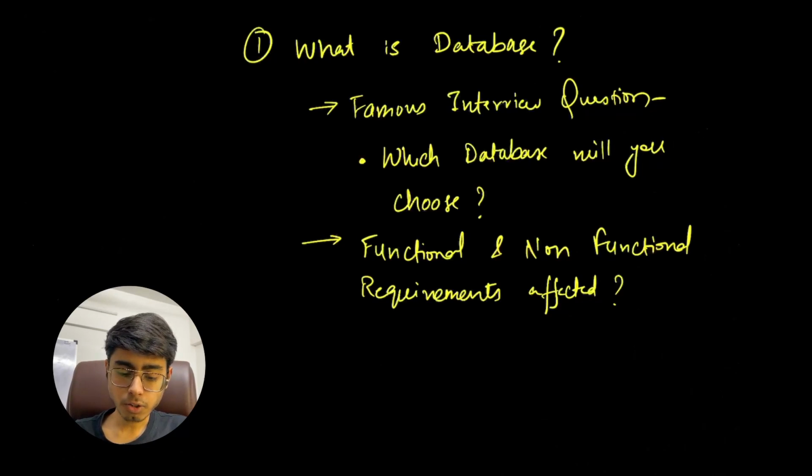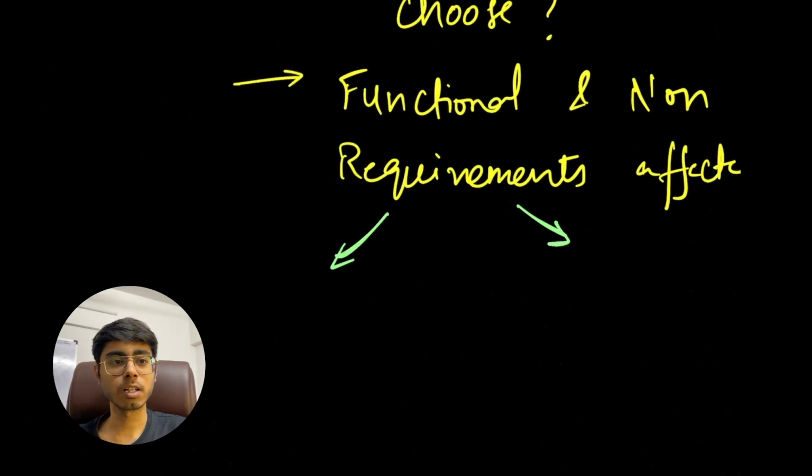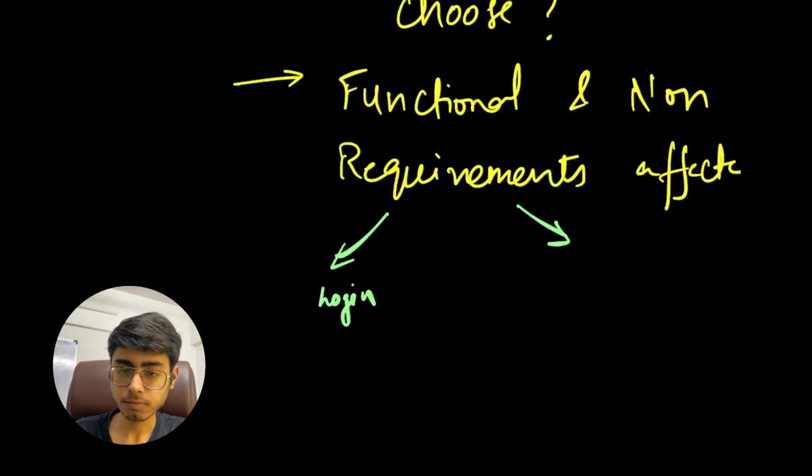Okay, now this question I was also asked: do the databases affect the functional and non-functional requirements? So here I would like to take some time and explain what these functional and non-functional requirements are. Functional requirements means the features of your application. The features, like you can have a login feature, or you can have a products feature where you can list down your products.